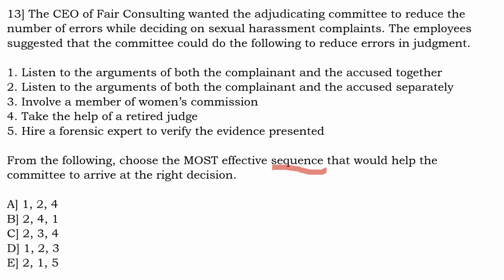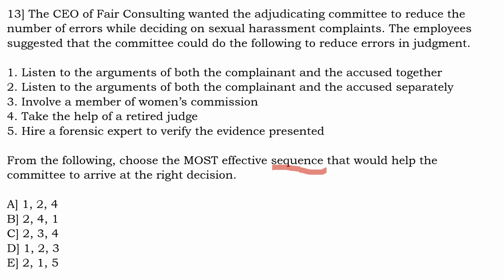And the fourth one, again, taking the help of a retired judge. When do you take the help of a judge? In order to ensure that the committee remains impartial and unbiased. Here we are not told that the committee is already partial or biased. Since it is not partial or biased, a retired judge is not really needed, because they are only making some errors. So there is no need for a retired judge. The judge is also likely to make the same errors, so maybe it is not a very effective suggestion.